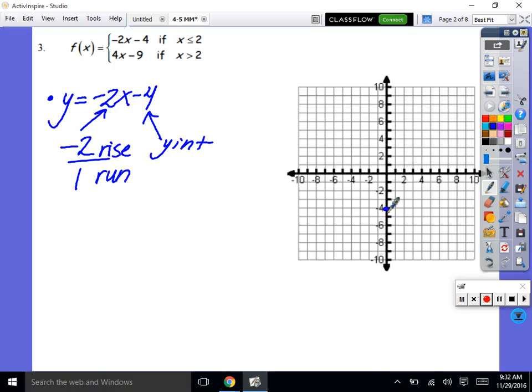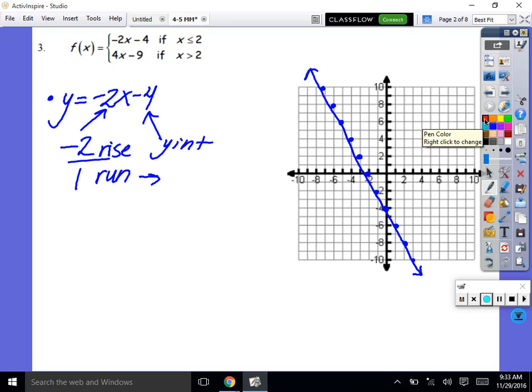So you go down 4, then you're going down to -2. So we're going down 2, and we always go to the right one to start out. So go down 2, to the right one. Down 2, to the right one. Down 2, to the right one. And then now we'll go this way. Up 2, right 1. Go ahead and draw that in. Okay, so we'll draw in that line. Everybody good with that? Now let's draw in our other line.